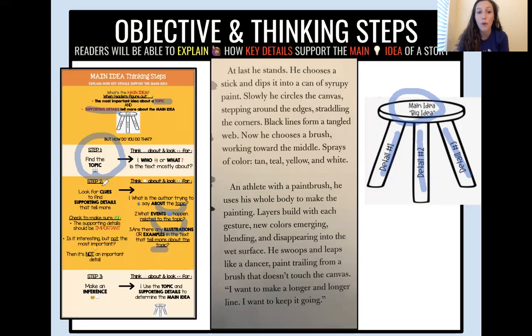So we can see that we're not going to be able to do step 2 if we don't first do step 1, if we find out who or what the text is mostly about. And then for step 3, we're going to put it all together. We're going to use the topic and the supporting details to say what the main idea is. So now that we know what our steps are, let's read the page again and then go and practice together.